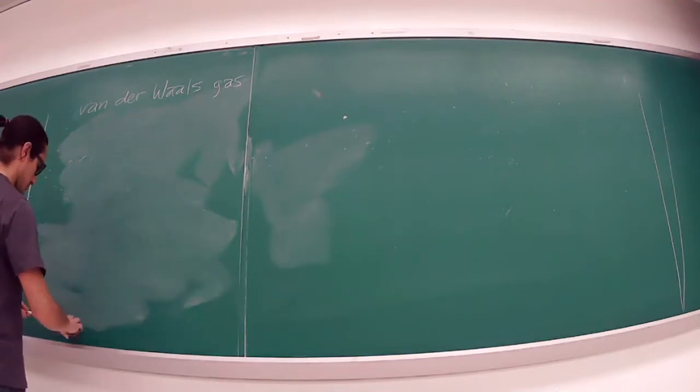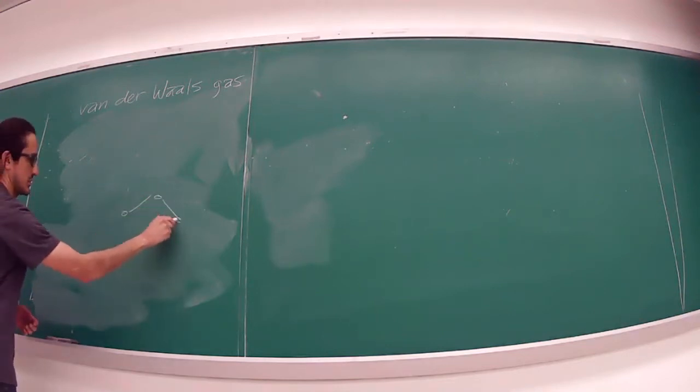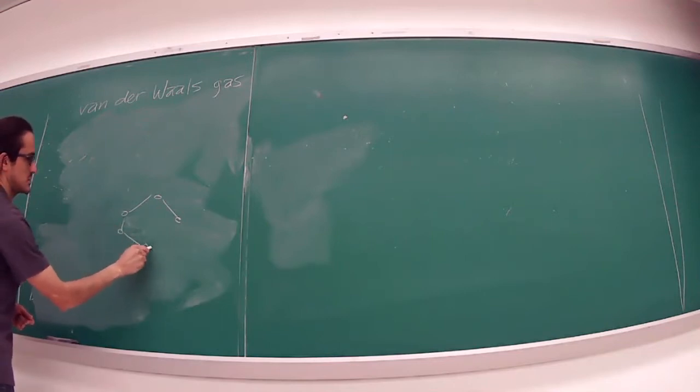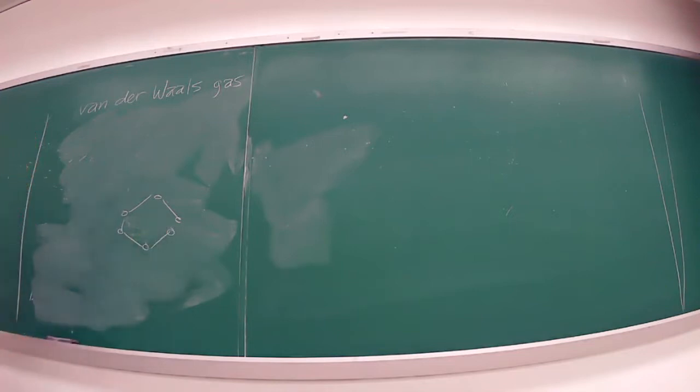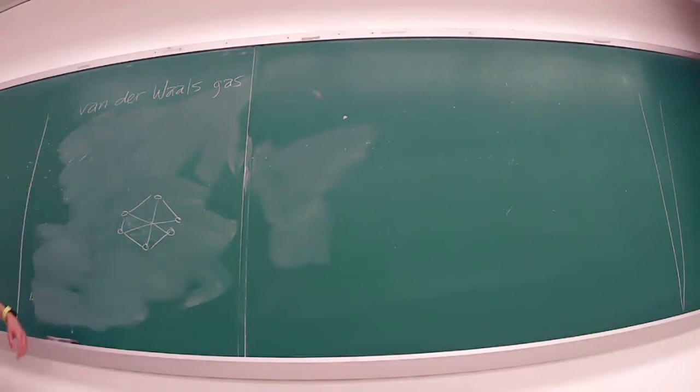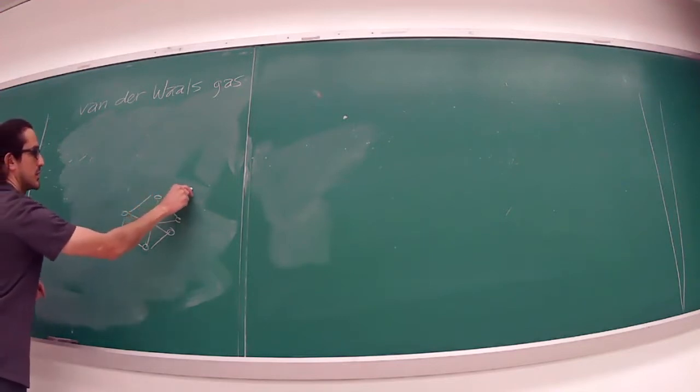So van der Waals, I actually don't know too much about him, but it's the same guy from the van der Waals attraction. So if you have graphite, for example, and a pencil, you have the layers of graphene, which look like layers of hexagons of carbon, each of these would be a carbon atom.